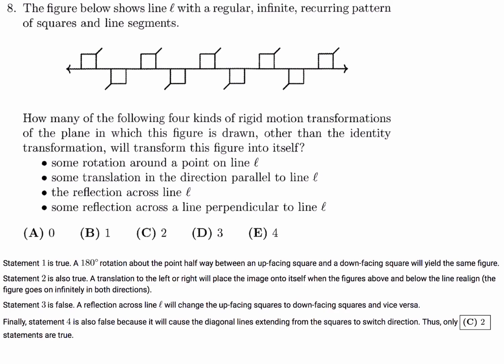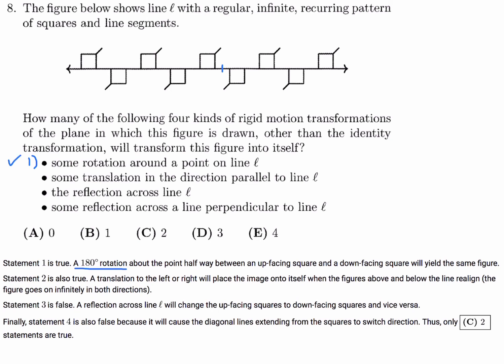So, first let's talk about this statement here. Statement number 1, some rotation around a point on the line L. So this is L right here, that line. Well, if you do a rotation, for example, a 180-degree rotation about a point halfway between an up-facing square and a down-facing square, you'll get the same figure. So this is a point halfway. This is another point halfway, and so on, right? Here's another point halfway between an up-facing square and a down-facing square. And if you rotate it 180 degrees all the way like that, it'll end up being the exact same. So number 1 is fine.